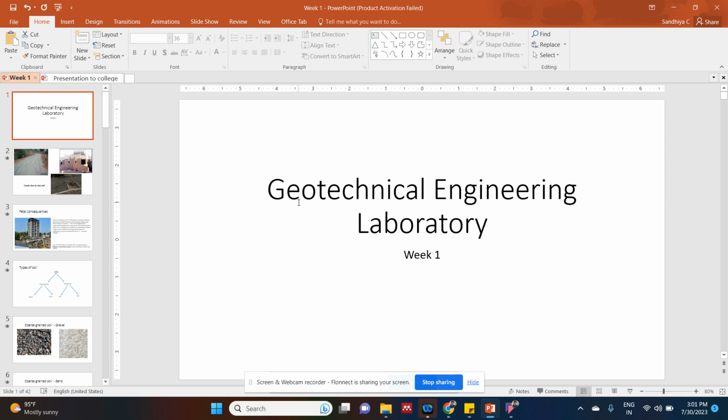Why do we actually need to go through this course? We know that all our structures are going to lie on the ground. Any structure you name, whether it's a dam or a building or anything in this world, is going to lie on this ground. This ground is not going to be the same everywhere. Soil is a naturally formed material. Below the ground we are not able to see what is present there.